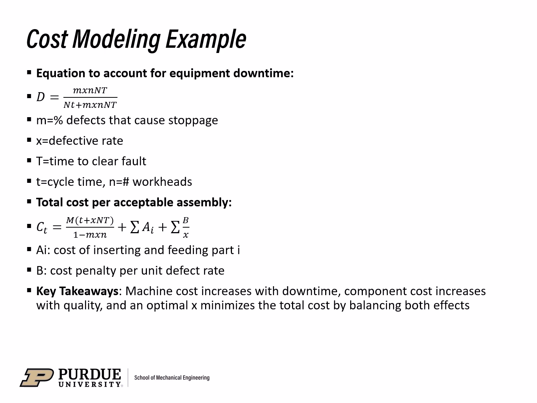Let's move into a cost modeling example. So the first thing to account for when you're doing a cost model is the equipment downtime, which can be represented by the equation below. In this equation, M is the fraction of defects that actually stop or fault the machine. X is the defect rate. Capital N is the number of assemblies. Capital T is the time it takes to clear the fault. Lowercase t is the cycle time, and N is the number of stations.